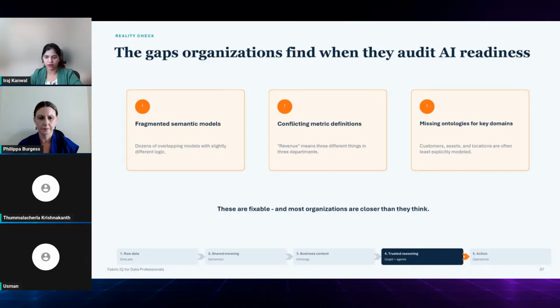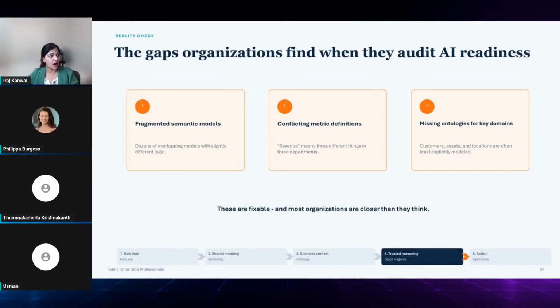I know a lot of folks have given us the answer that they have 6, 20, 50, and so on, like 600-plus semantic models. But do they really have a unified pane of glass where the business can have a view of all the semantic models in one place? The semantic models do seem to be really fragmented in many organizations, and there are multiple versions of the truth because of that. Metric definitions conflict, and key entities like customer, asset, facilities, and location are not explicitly modeled. This is not a reason to be discouraged, because it is a reason to start.